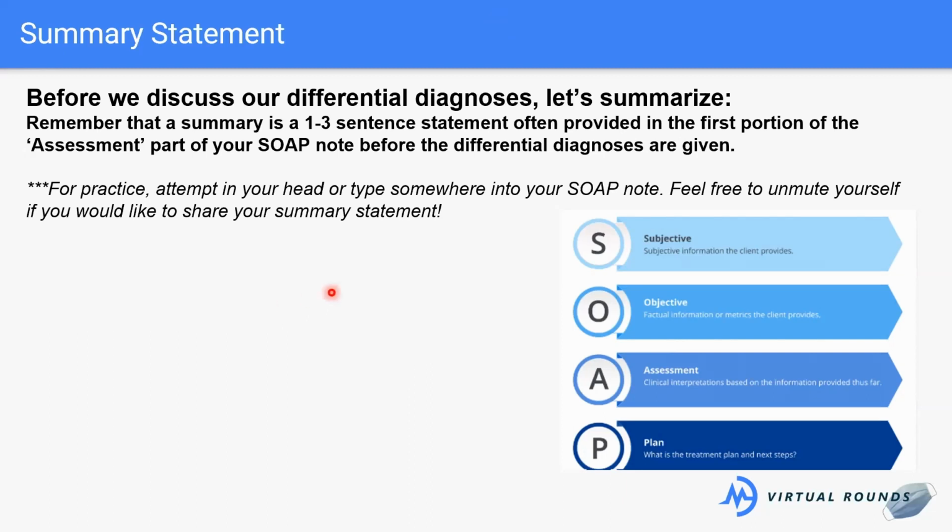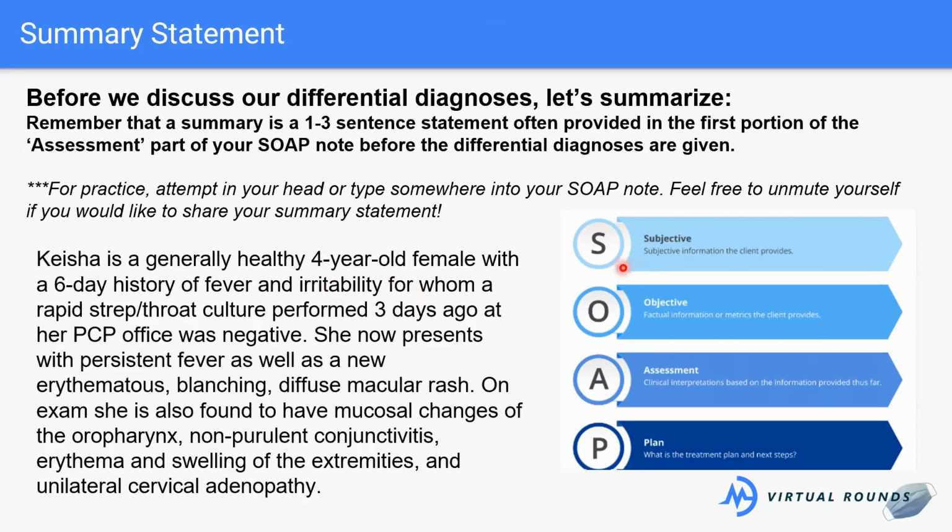All right, I'll just share what we've got here. Keisha, our summary statement would be that she's a generally healthy 4-year-old female with a 6-day history of fever and irritability. She had a rapid strep throat culture performed 3 days ago that was negative. She is now presenting with a persistent fever as well as a new erythematous, blanching, diffuse macular rash. On exam, she's also found to have mucosal changes of the oropharynx, non-purulent conjunctivitis, erythema and swelling of the extremities, and unilateral cervical adenopathy.